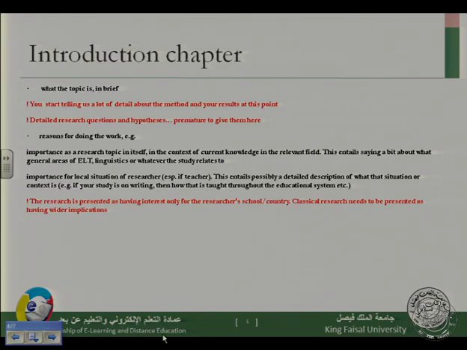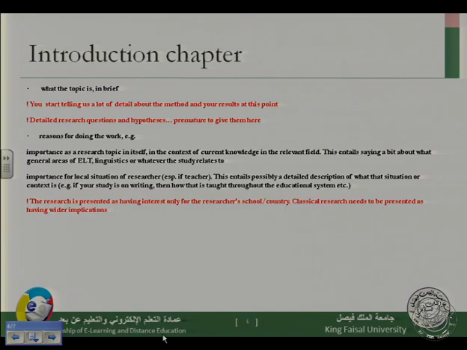Again, in red, this is not good to do at all. The research is presented as having interest only for the researchers, school, country. Classical research needs to be presented as having wider implications. And be careful. Yes, we said you need to tell us about your context, your school, but remember that your research would have wider implications.